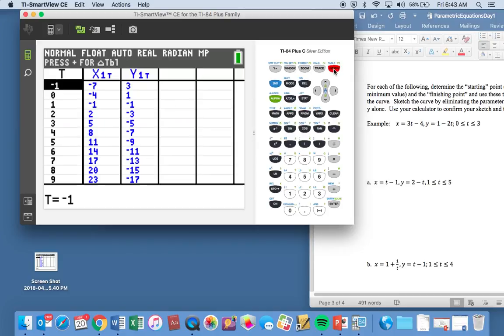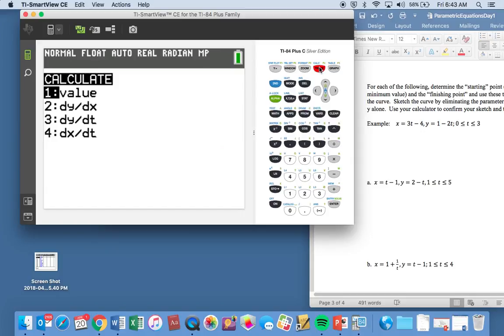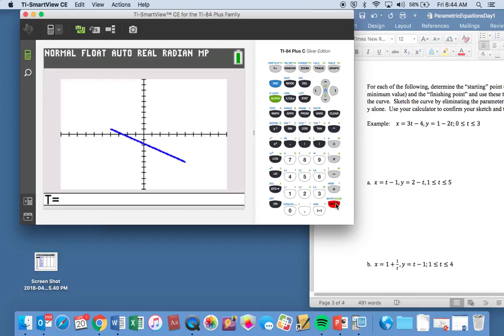The other thing that we could do here, if we go to second calc, so if we look at what is available for us, a lot of this you don't know, right? dy/dx is the slope of, in this case, the slope of the line. dy/dt is the rate at which y changes with regard to t. dx/dt, again, that's the derivative. But the one thing we could look at is the value. So let's select that. And if I want to see the value at t is equal to 0, I can just plug that in, and that's going to locate that particular point.